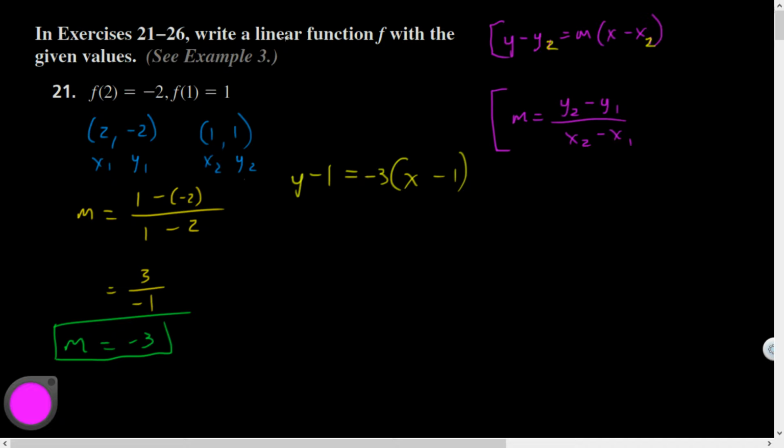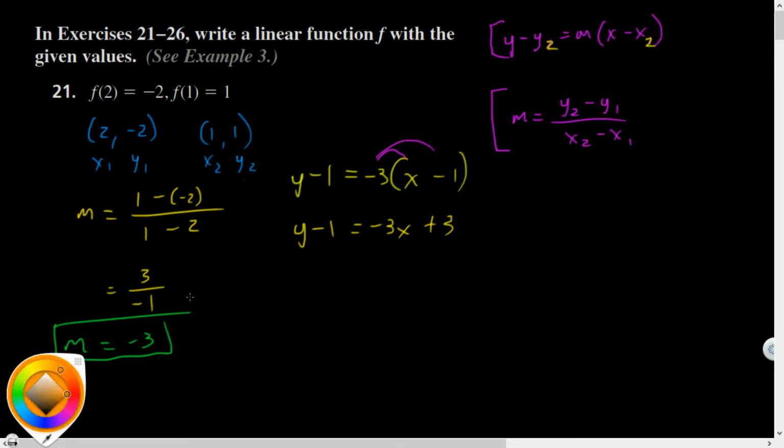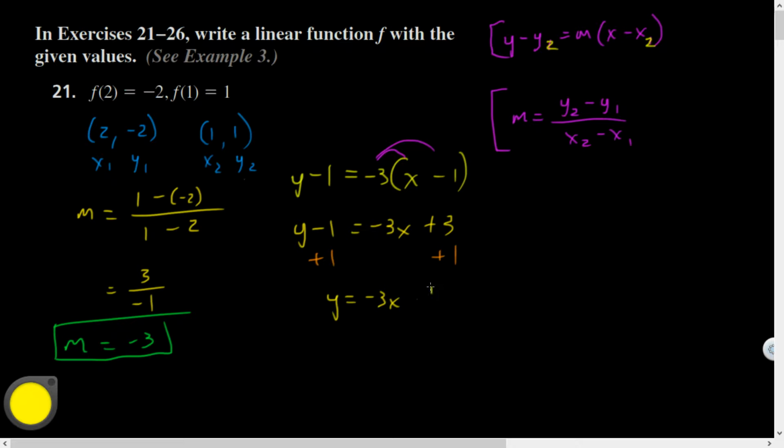So if I want to convert this to y equals mx plus b, I would distribute first. I'd have y minus 1 equals negative 3x plus 3 when I distribute using multiplication. And to solve for y, I will add 1 to both sides to get the y by itself. We're getting good at this, I hope, right? Yeah? So y equals negative 3x plus 4. So here's slope-intercept form. You could now tell me, oh, it's got a slope of negative 3.